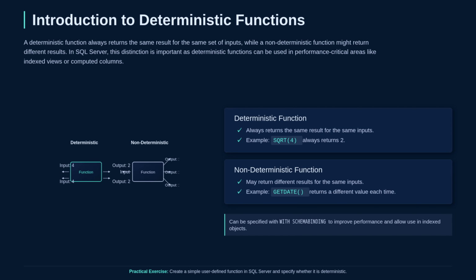Quickly, a word on determinism. A deterministic function always returns the same result for the same set of inputs. For example, a function that adds 2 numbers is deterministic. A function that returns the current date and time is non-deterministic. SQL Server is aware of this, and you can specify it when creating a function. Deterministic functions can be used in more places, like in indexed views or computed columns.